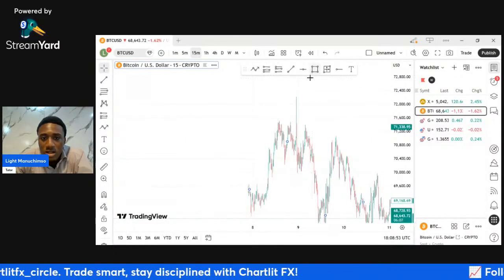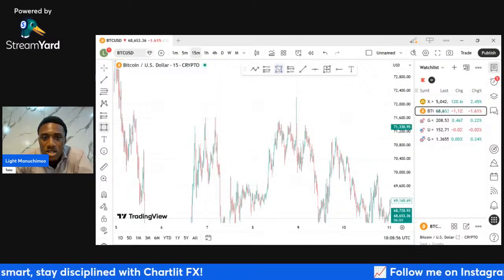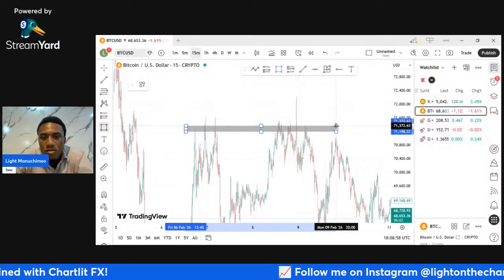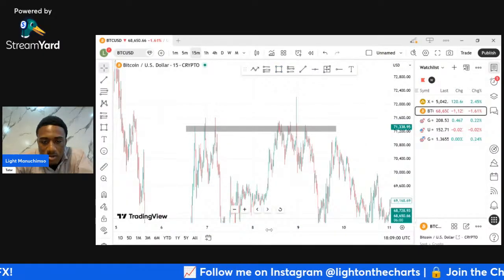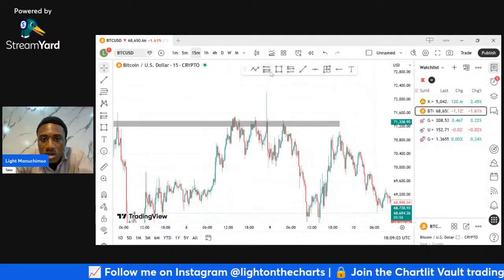Now, this is another key level. It's another key level, right? Since this is a key level, what can we see right here?